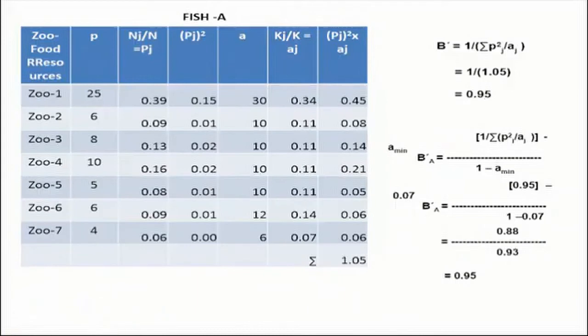This is the table, the same table we have taken for fish A. Now you know how nj by n we have calculated, and how pj square we have calculated. Similarly, A is now the resources in the environment. This zooplankton 1, which is consumed by the organism, 25 items, and which is available in the environment, 30 items.